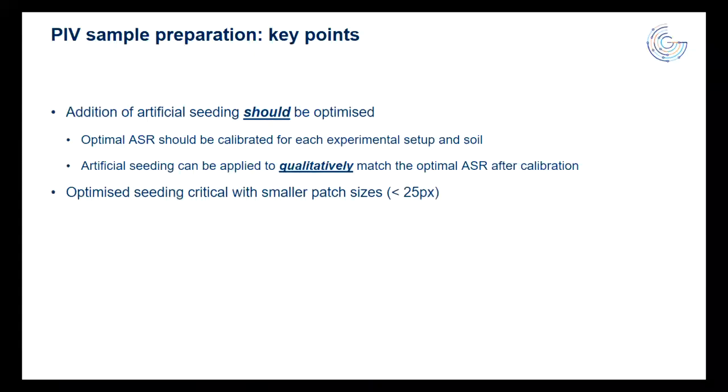Now, if you were sharp as I rattled through that data, you'll notice that the effects of the seeding are even more significant the smaller the subsets get. And ideally, you want to be using small subsets with close spacing so you get really nice high resolution displacement and strain fields from your PIV analysis. So help yourself by optimizing the seeding so that you can take advantage of increased spatial measurement resolution.